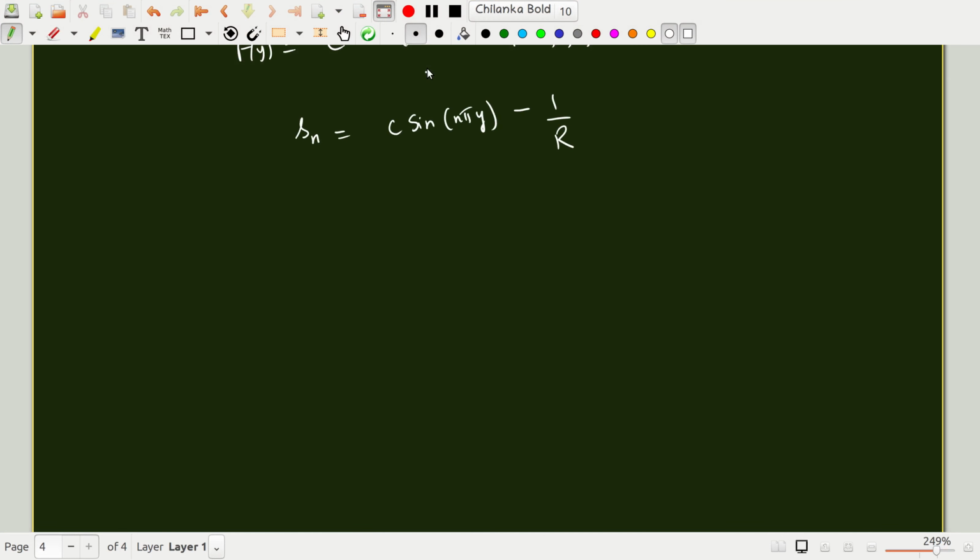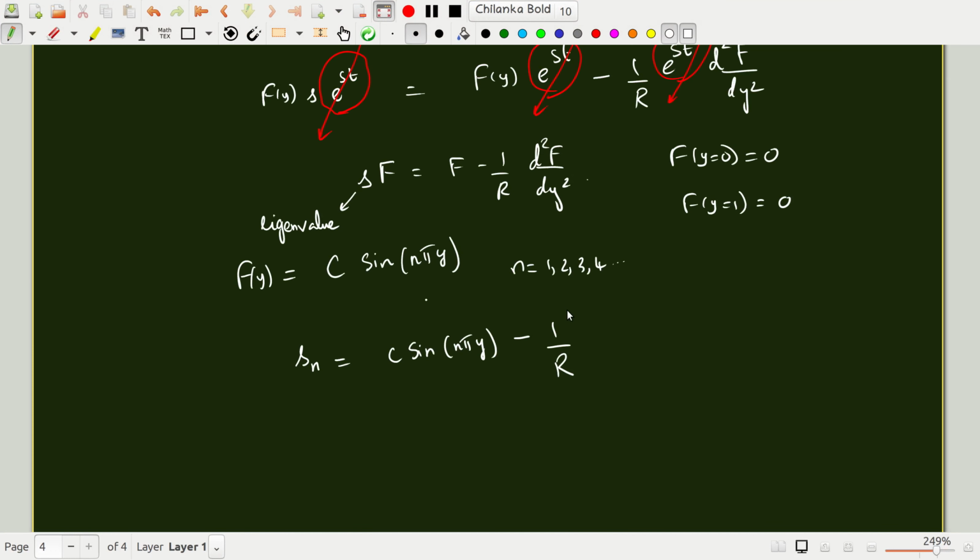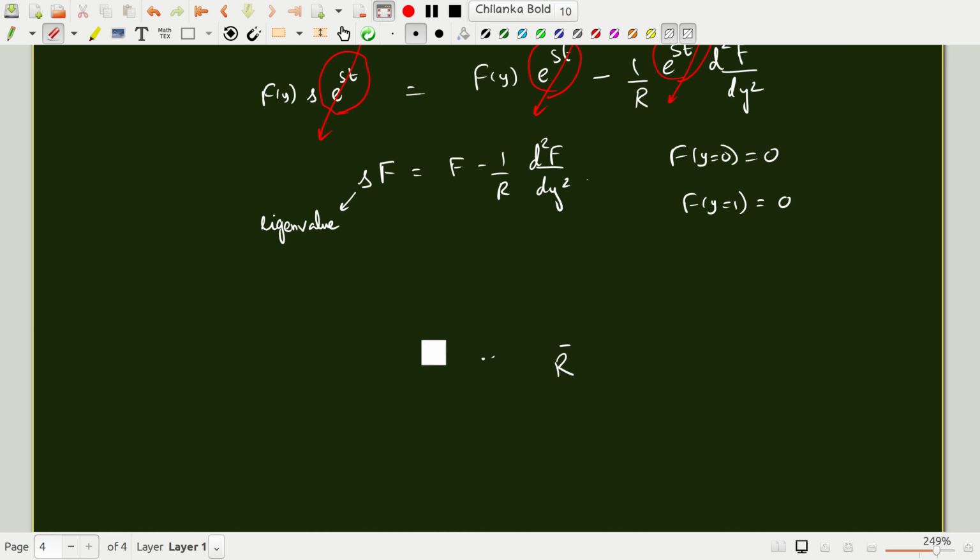Okay, so we are interested in solving this eigenvalue problem, right? It's an eigenvalue problem because you have S as a parameter, which is an eigenvalue, and you have homogeneous boundary conditions for F. Okay, so these are the homogeneous boundary conditions. S is the eigenvalue. All right, now you want to solve this differential equation.